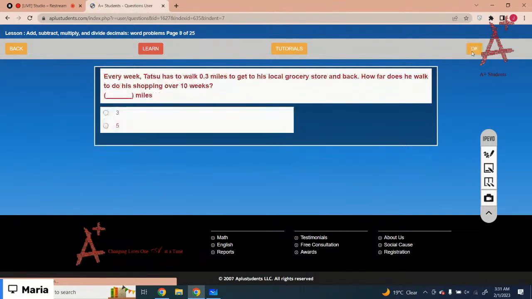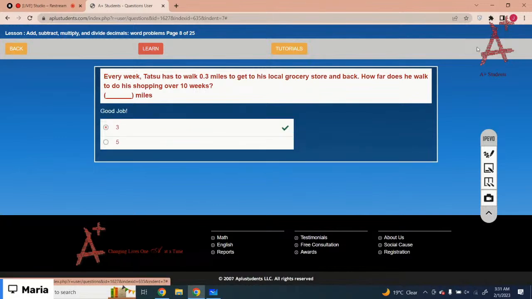Okay, the next one is: every week Tetsu walks 0.3 miles to get to the local grocery store and back. How far does he walk to do this shopping over 10 weeks? So you have to do 0.3 times 10. So 0.3 times 10 is 3. The correct option is 3. Just select the correct option, then click on the OK button.